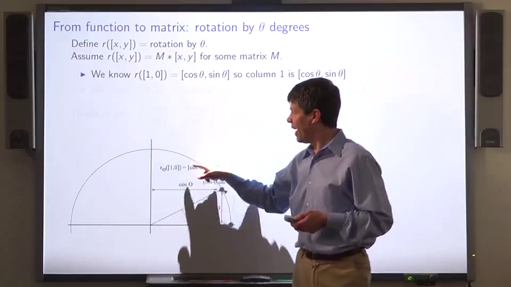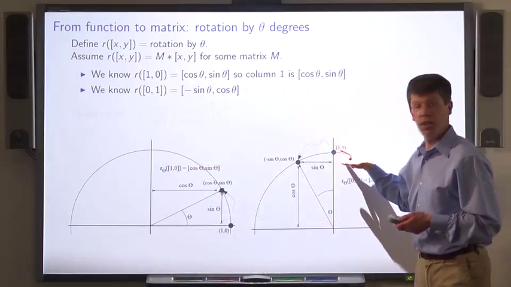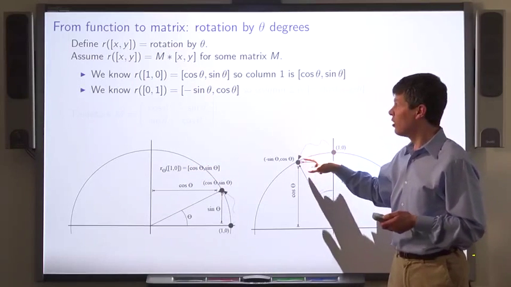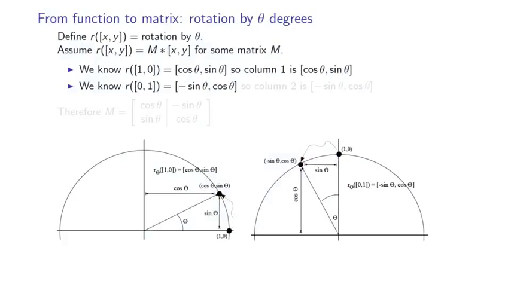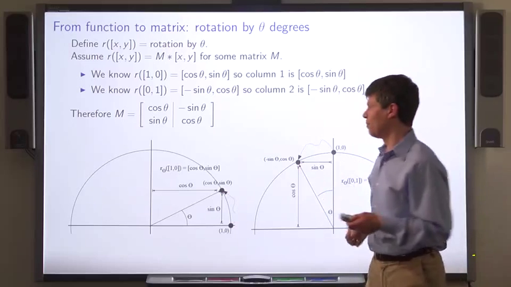We know rotating the point 0, 1, the second standard generator, by an angle of theta should give us minus sine theta, cos theta. So column 2 of the matrix is minus sine theta, cos theta. And here's the matrix for rotating by an angle of theta.